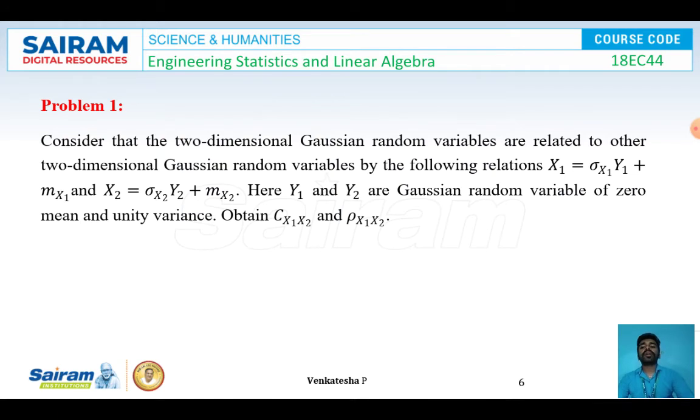Problem. Consider the two-dimensional Gaussian random variables are related to the other two-dimensional Gaussian random variables by the following relation. X1 is equal to sigma x1 y1 plus m x1, X2 is equal to sigma x2 y2 plus m x2. Here this y1 and y2 are Gaussian random variable of zero mean and unity variance. So with this data, we are supposed to obtain the value of C x1 x2 and rho x1 x2.